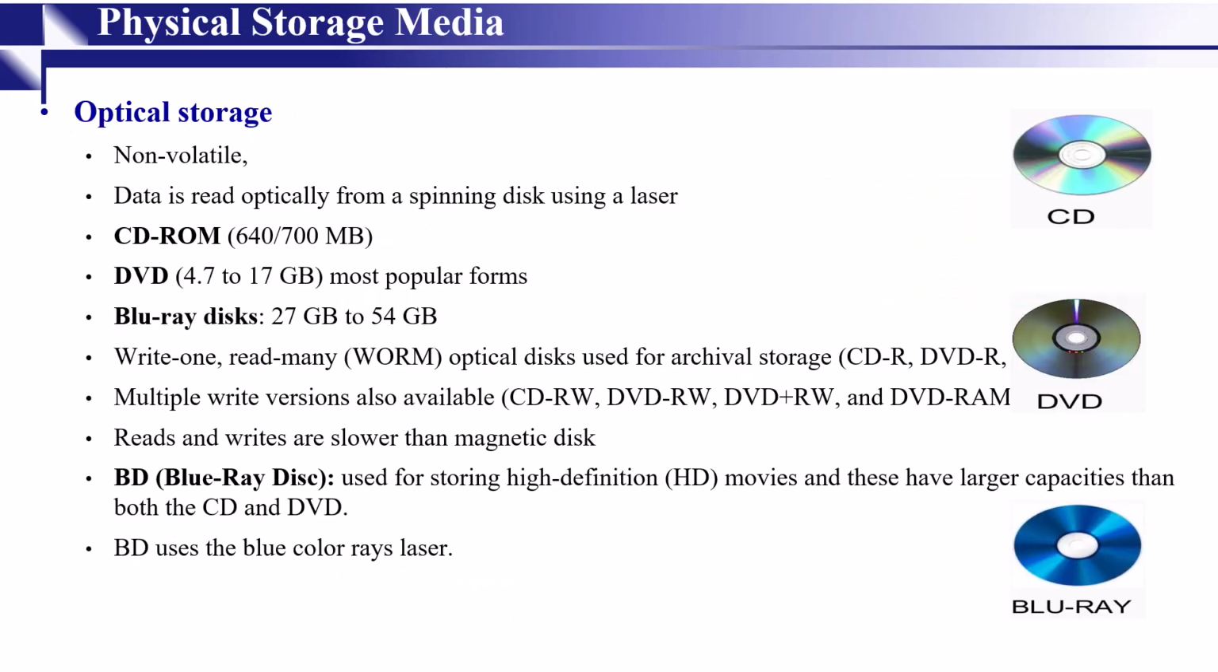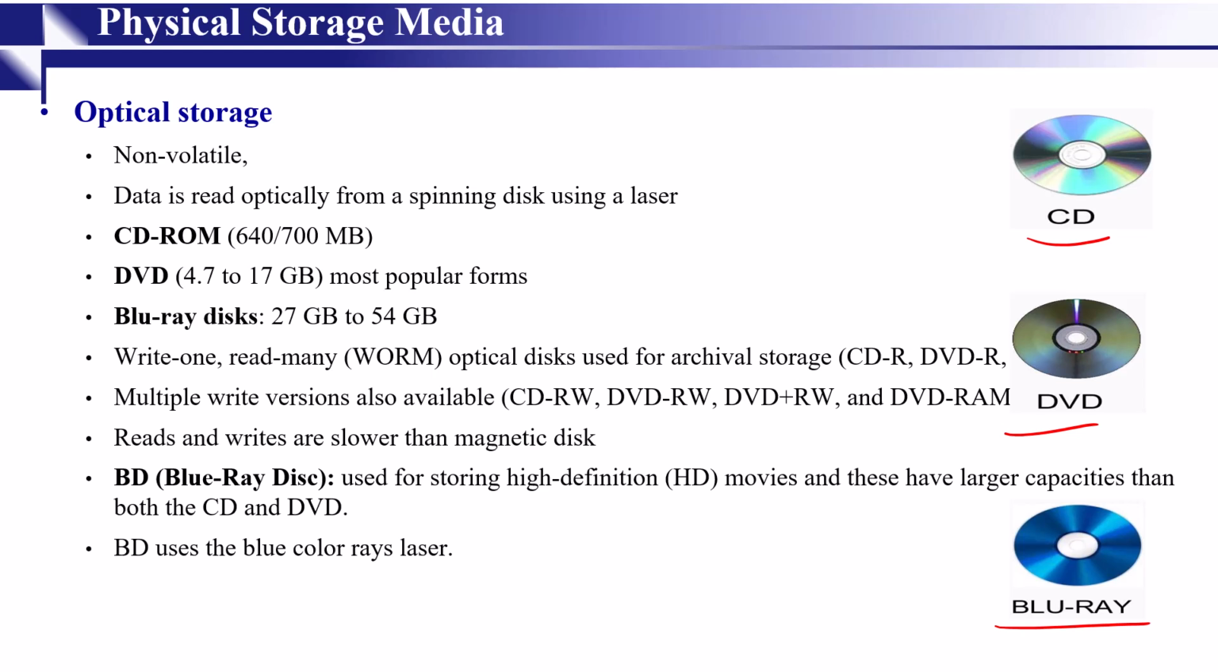The next one is optical storage. It's a kind of non-volatile storage medium where data is read optically from a spinning disk using a laser. CD, DVD, and Blu-ray are some examples. In magnetic storage, mostly it relies on a read-write head. Optical storage reads data by detecting reflections from the disk surface.